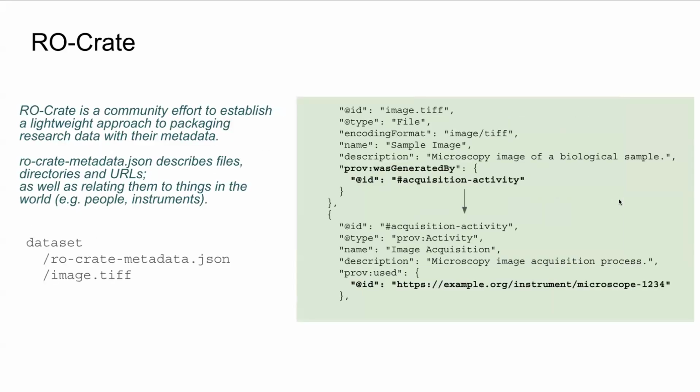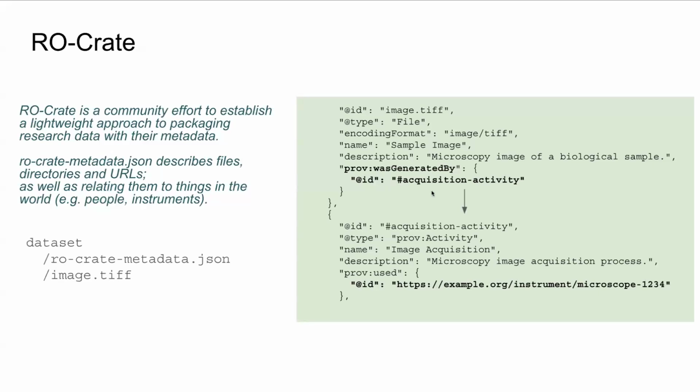Okay, another thing I would like to mention is RO-Crate. It's another JSON, but as you can see here on the right, it's a little bit more complicated. It also has these @ symbols. I will just read what's written on the left, and then you know why I'm mentioning it. RO-Crate is a community effort to establish a lightweight approach to packaging research data with their metadata. This is, of course, something we like, right? And then ro-crate-metadata.json describes files, directories, and URLs, as well as relating them to things in the world, for example people and instruments. Again, sounds very useful, right?